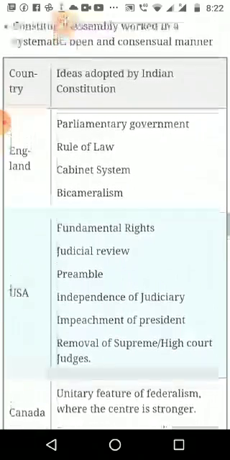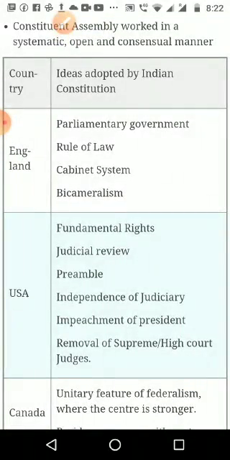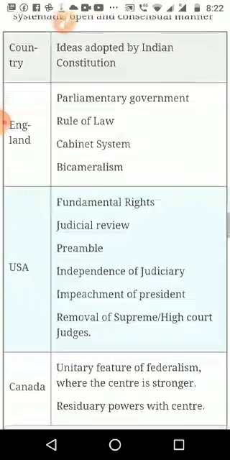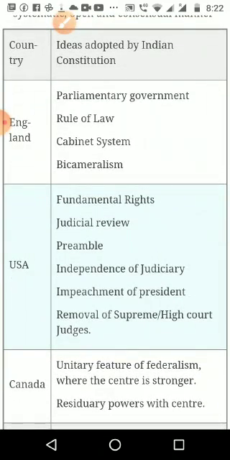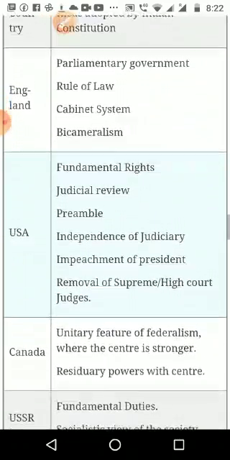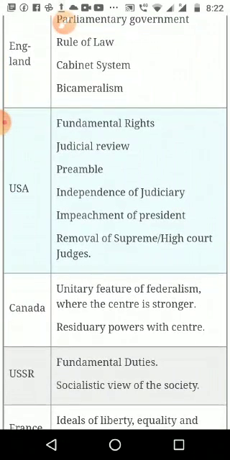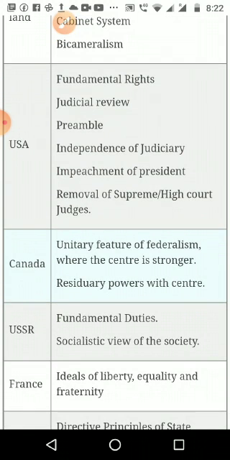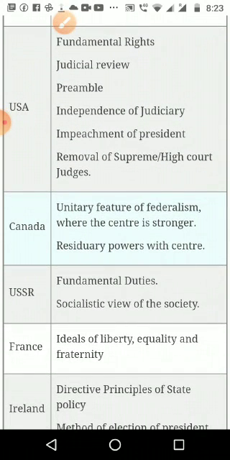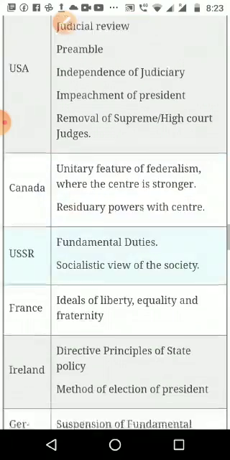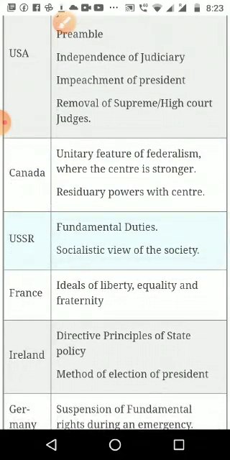From where did we adopt the ideas for our Constitution? England: parliamentary government, rule of law, cabinet system, bicameralism. Then USA: fundamental rights, judicial review, preamble, independence of the judiciary, impeachment of the President, removal of Supreme Court and High Court judges.